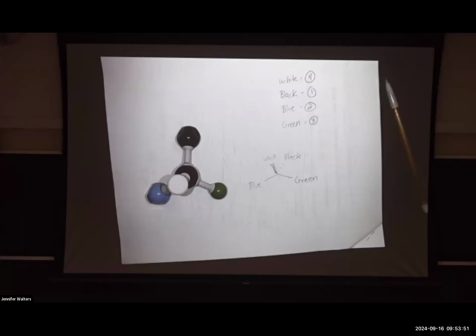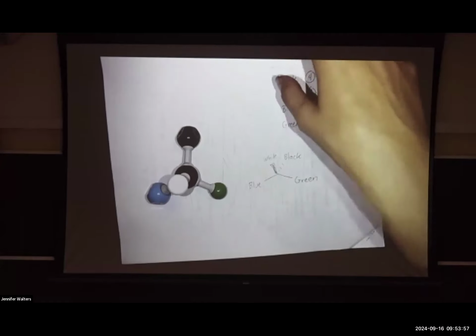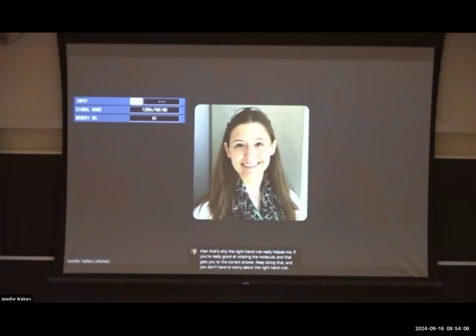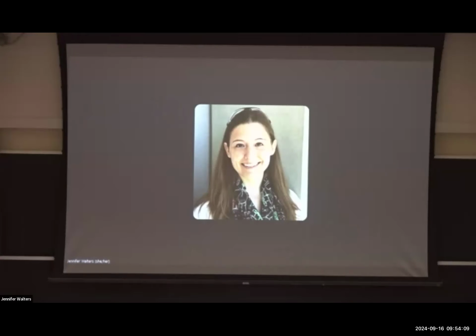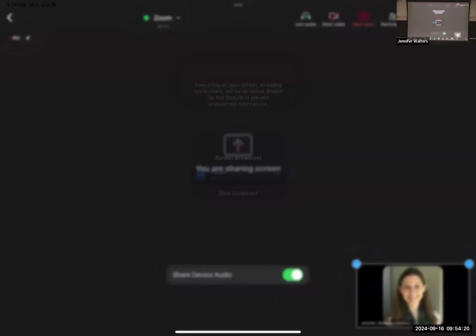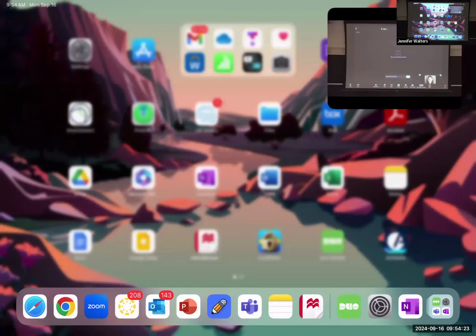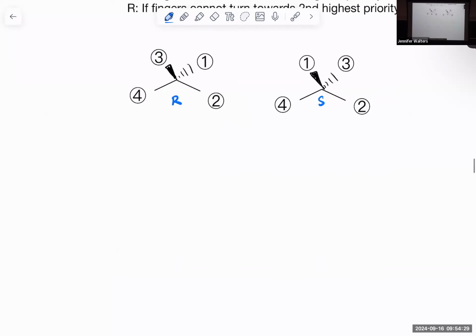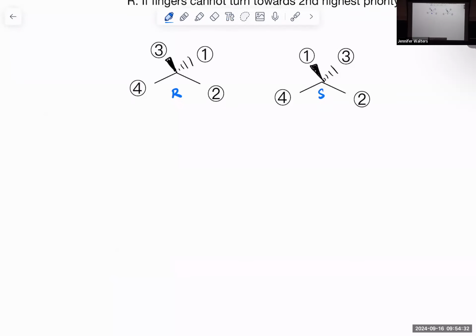If you're really good at rotating the molecule and that gets you to the correct answer, keep doing that and you don't have to worry about the right-hand rule. Do whatever gets you to the correct answer. So before we move on to chiral molecules, let's do some practice.